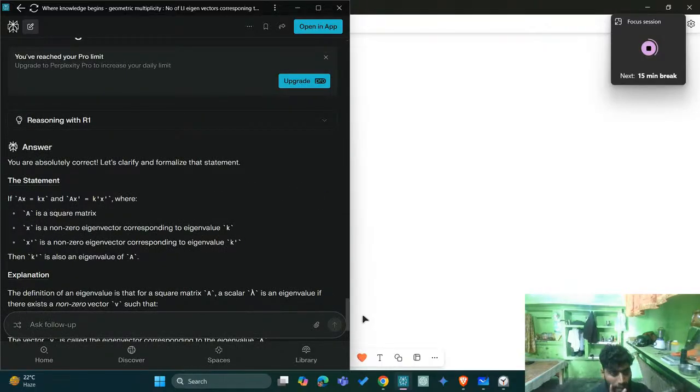You are absolutely correct. Let's formalize the statement. If Ax equals kx and Ax equals k dash x, where A is a square matrix and x is a non-zero eigenvector corresponding to eigenvalue k, and x is also a non-zero eigenvector corresponding to eigenvalue k dash, it means that k dash is also an eigenvalue of A. This is true.